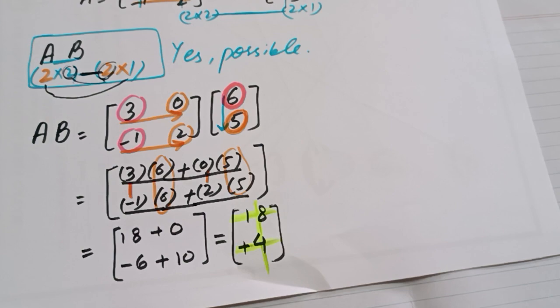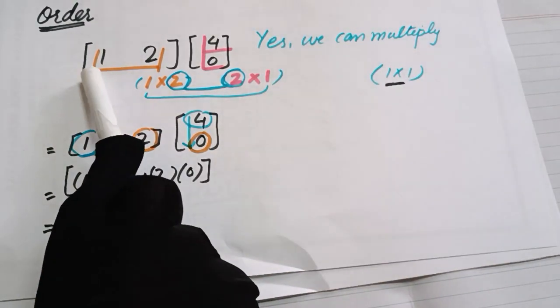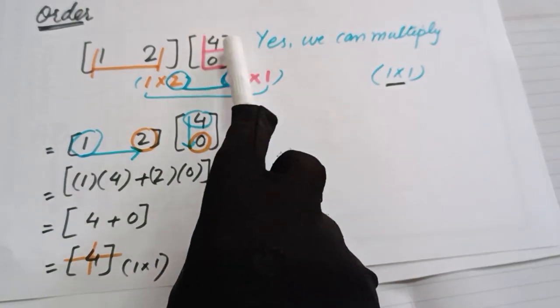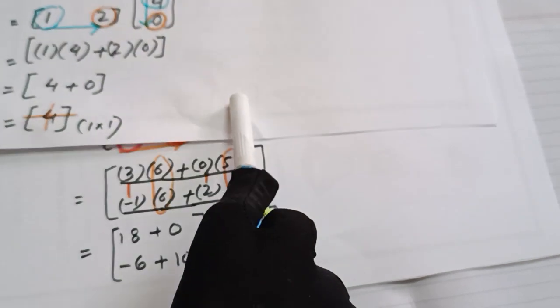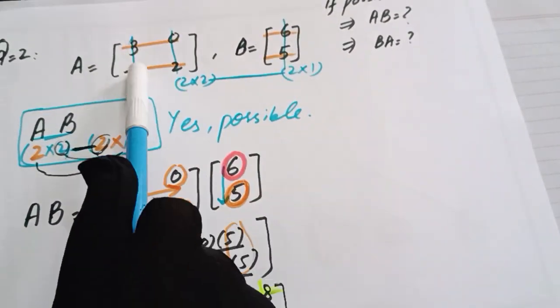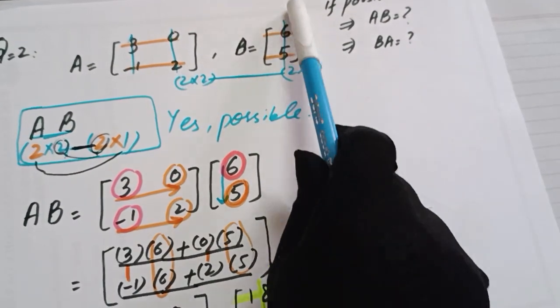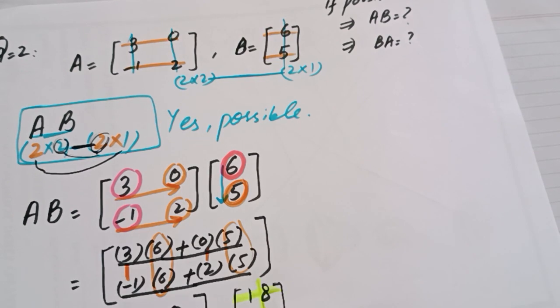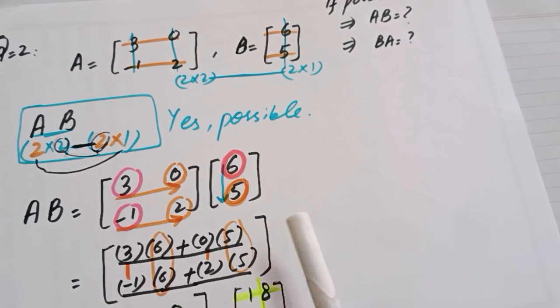Before that, I explained this one, in which I take 1 row 2 columns and this is 2 rows 1 column. Now I take a matrix with 2 rows 2 columns with 2 rows 1 column. Okay, now I will go to the next case.